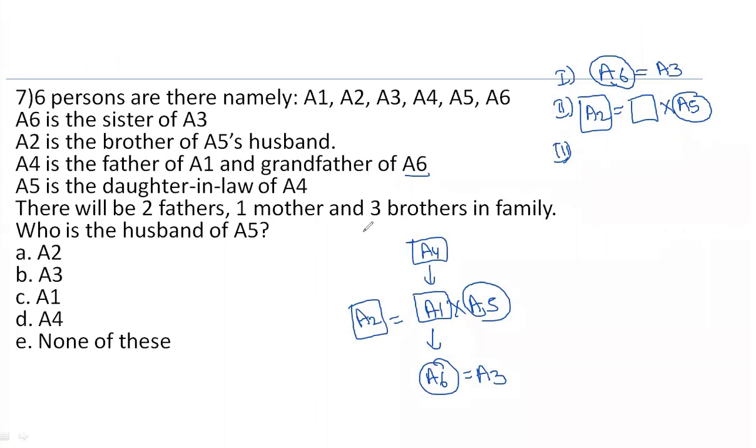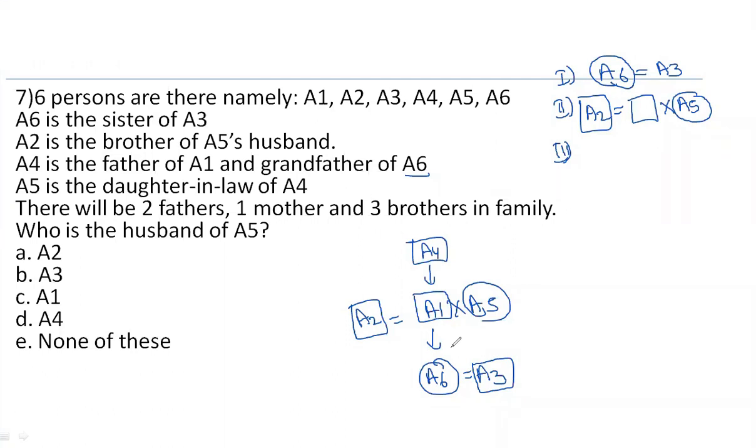Again, they gave one more condition. There will be 2 fathers. One father is A4 and other father is A1. And one mother. One mother means it's A5. 3 brothers. 3 brothers means A1 is a brother, A2 is a brother. So now you have to confirm the gender of A3 as a boy, guys. Okay. Because they said that we are having 3 brothers over there, right, in the family. So now completely the blood relation of this information is done.